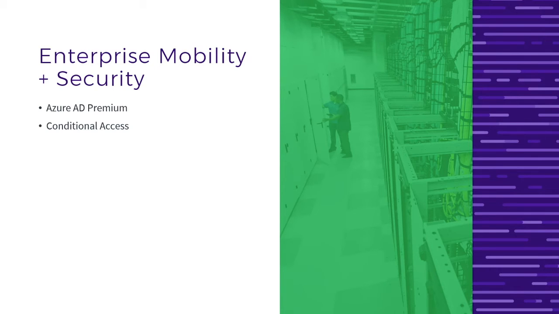Okay. And another way to look at it is, think of your traditional on-premise firewall and what you allow access through. Conditional access rules are that, but for the cloud services, is how I like to refer to it.